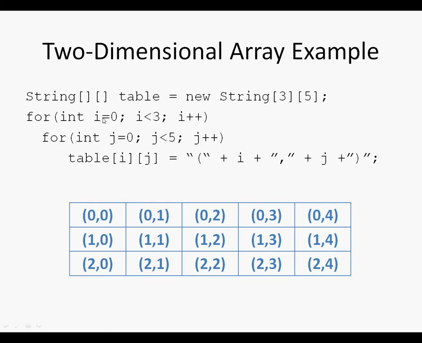We'd have an outer loop that would go from 0 to 3, not including 3, because it's going to iterate through row number 0, row number 1, and row number 2. And then we'd have an inner loop that's going to loop through the columns, so columns 0, 1, 2, 3, and 4. We would then fill the cell at row i, column j, with the particular string indicated here. Again, that first index is the row, the second index is the column, and we start at 0 for the rows and 0 for the columns.